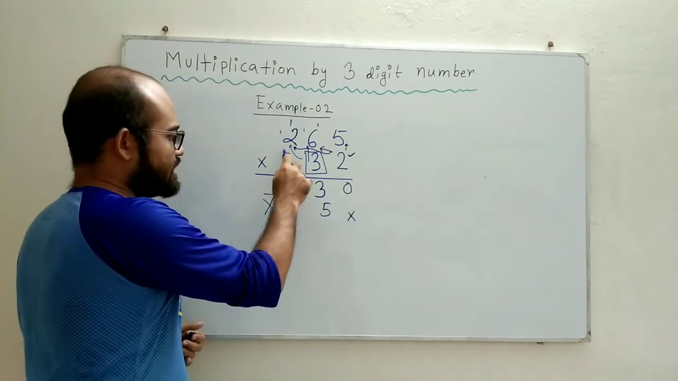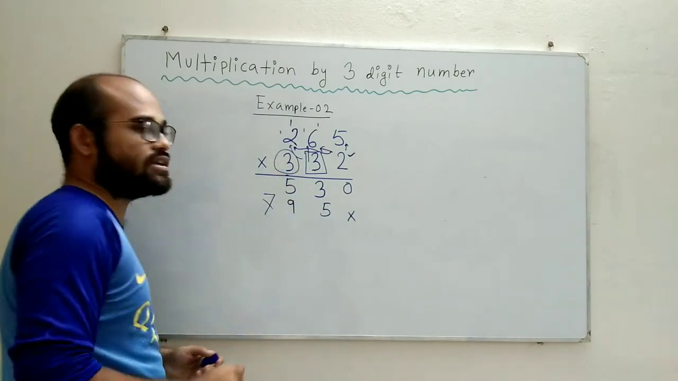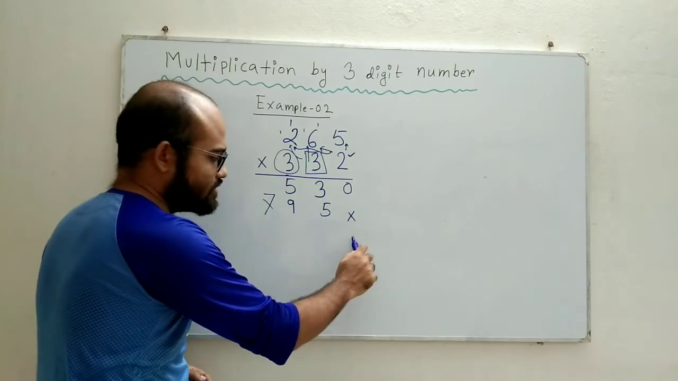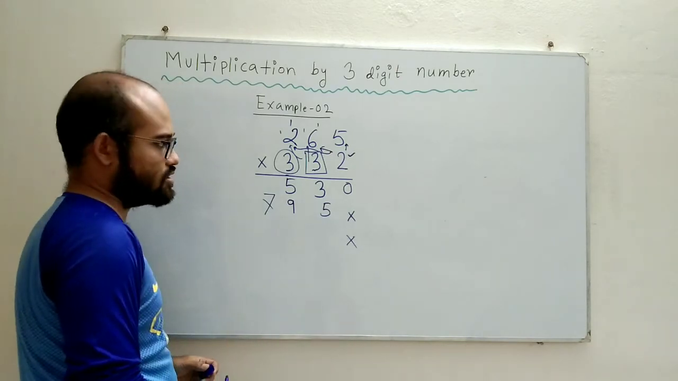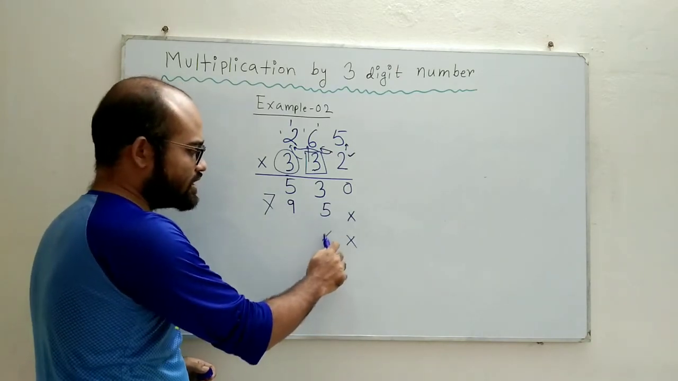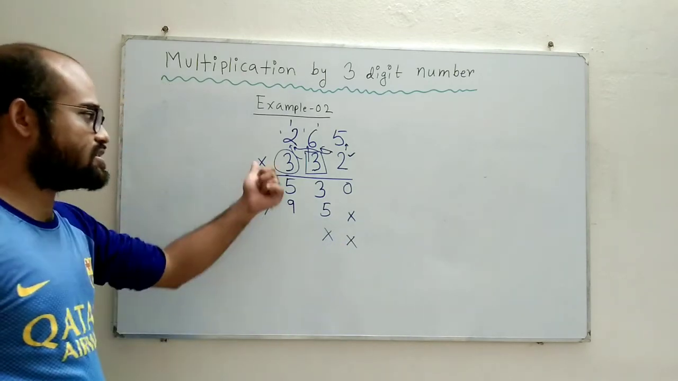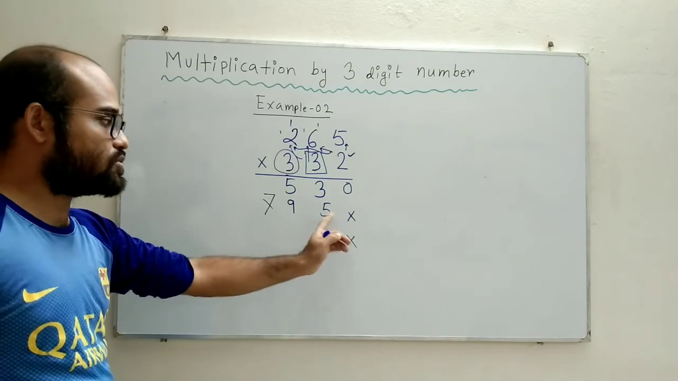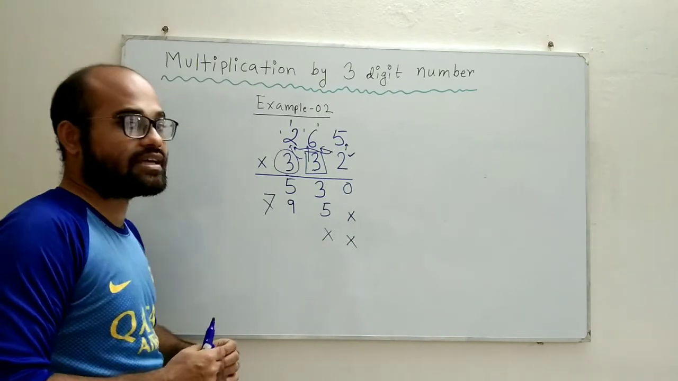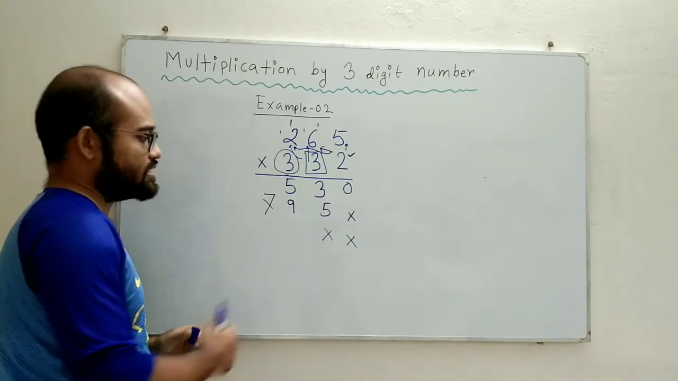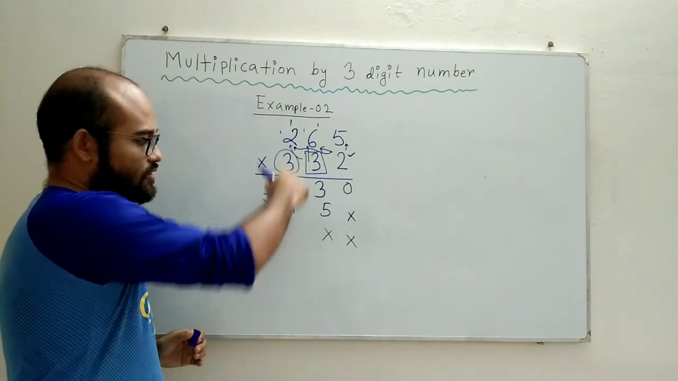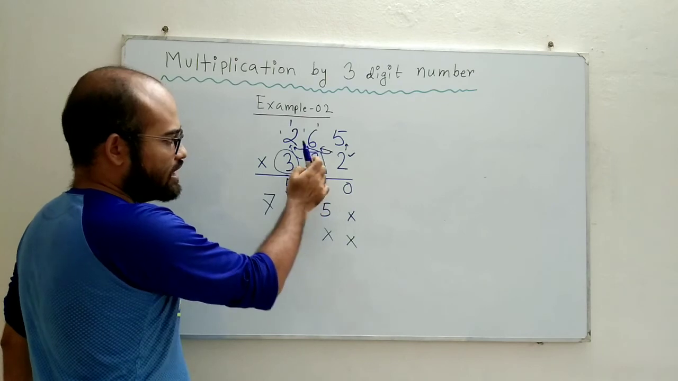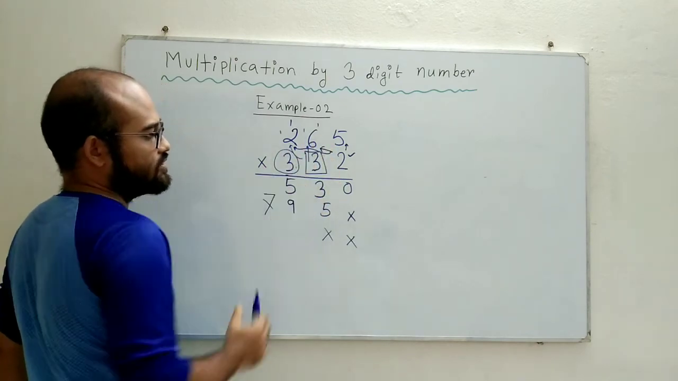Now as the final step, our 3 in the hundreds place. This 3 doesn't contribute anything in the units place. It also doesn't contribute anything in the tens place, because this 3 is a hundreds place digit. So we will put 2 crosses in the tens and units place. It starts contributing from where? From the hundreds place. So this 3 now will get multiplied with 5.